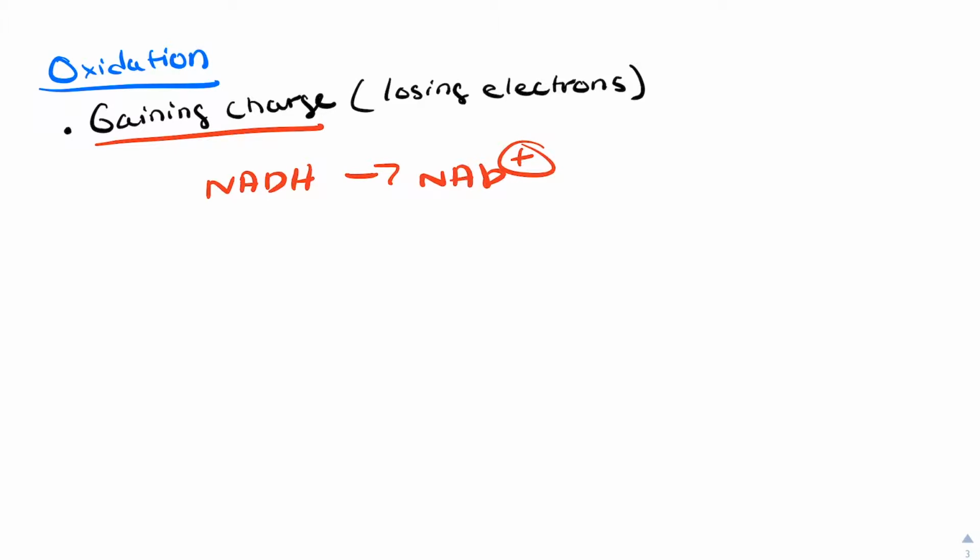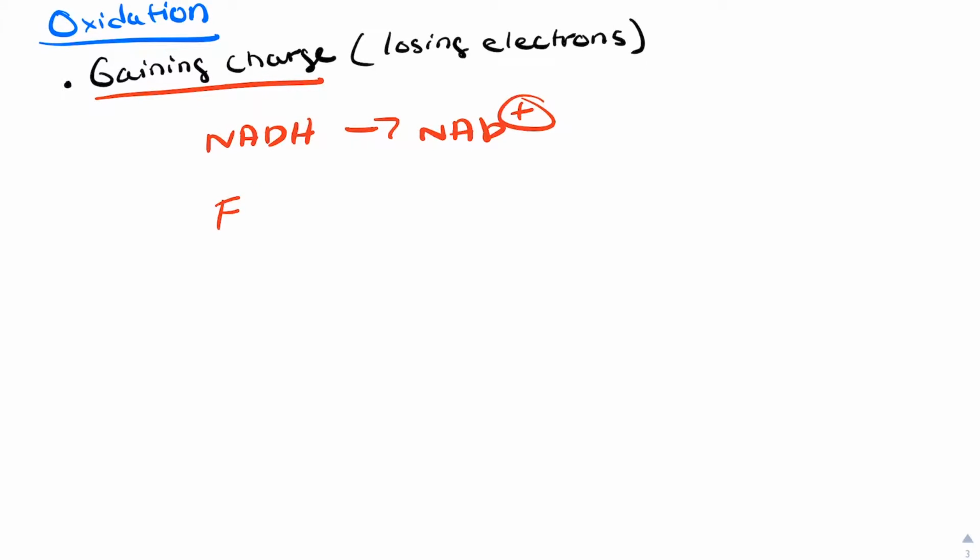We're gaining this charge. Now, FADH is going to do this as well. It's actually going to lose 2 hydrogens and become FAD. It loses electrons, it gains charge. So that's for oxidation. This is what happens in ETC. So this is exactly what happens. You lose electrons in the electron transport chain.